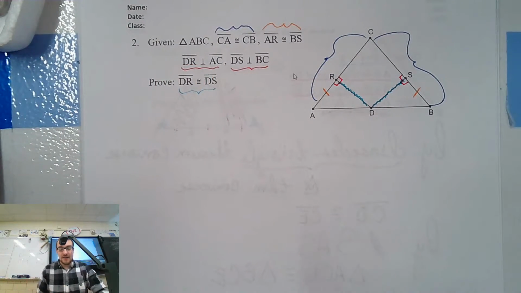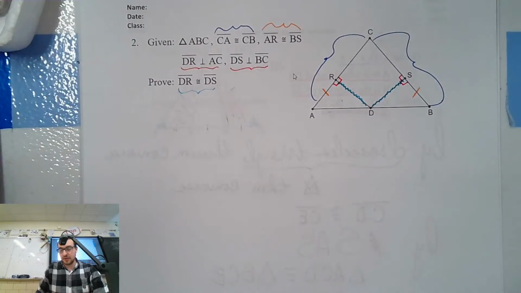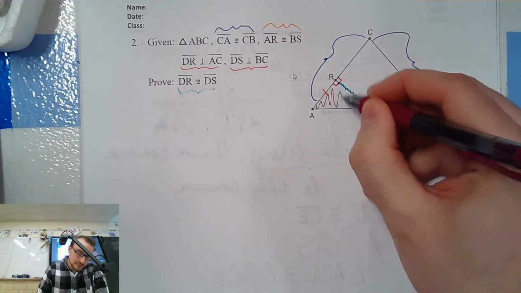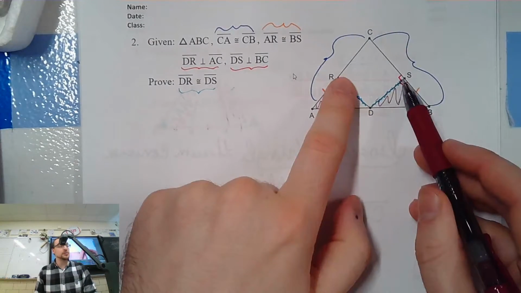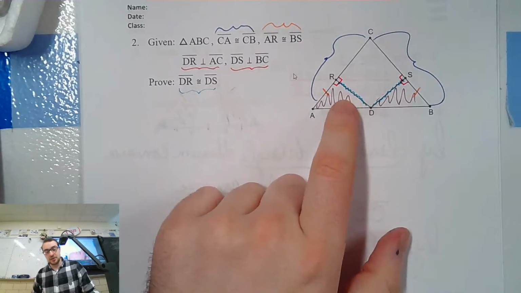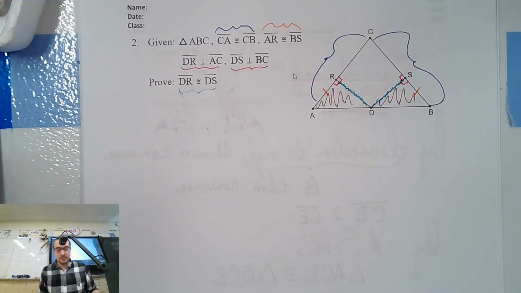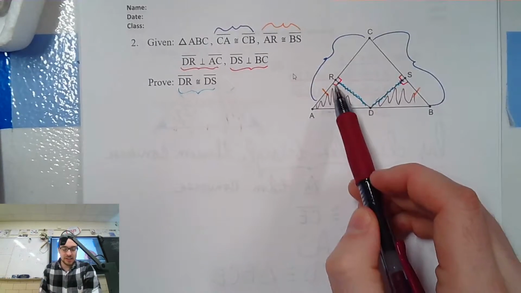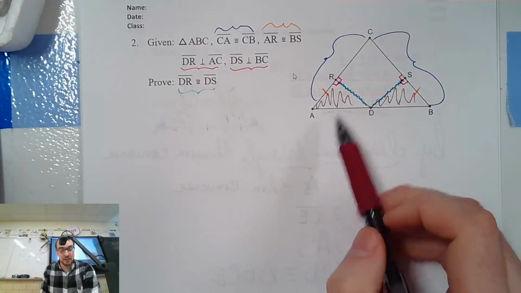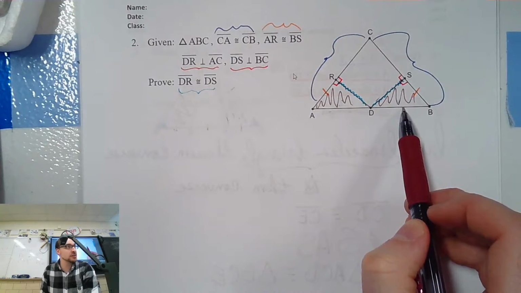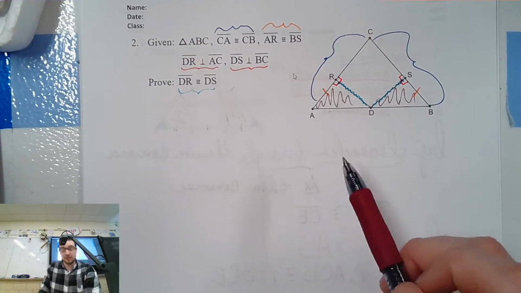So if I can prove these 2 triangles congruent, this triangle and this triangle, then that means their parts are congruent, so these guys will be congruent, right? So my goal is to get those 2 triangles congruent. Right now I've got an angle and a side, and that's it. Now, it is a right angle, so HL is on the table. So if I can figure out the hypotenuse matches, then I'm good. Then HL is all good.